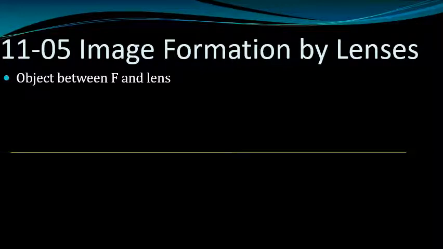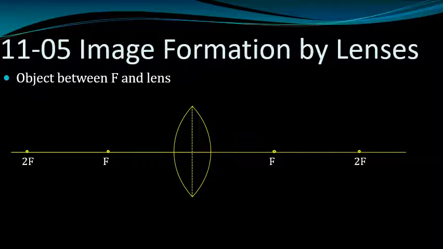Let's try one more. Let's put the object between f and the lens. There's my lens, there's my f, there's my two f's. Again, when you draw all these, make sure you use a ruler to draw it correctly. Our object, I'm going to make it really little. It's between f and the lens. All right, ray 1, what does ray 1 do? That's right, it goes parallel, and then it bends through f. This is ray 1.